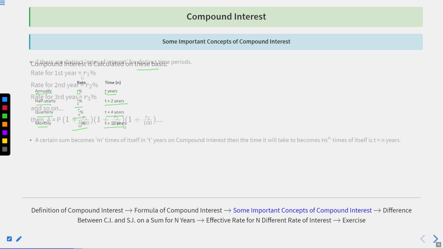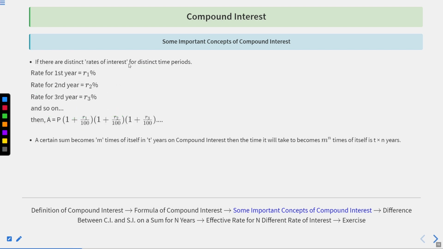If there are distinct rates of interest for distinct time periods, so the rate for the first year will be R1%, then the rate for the second year will be R2%. The rate of the third year is R3% and so on. Then the amount is equal to P into (1 plus R1 upon 100) into (1 plus R2 upon 100) into (1 plus R3 upon 100) and so on. So here the interest rate is changing every year. So in that case you are going to use this formula.